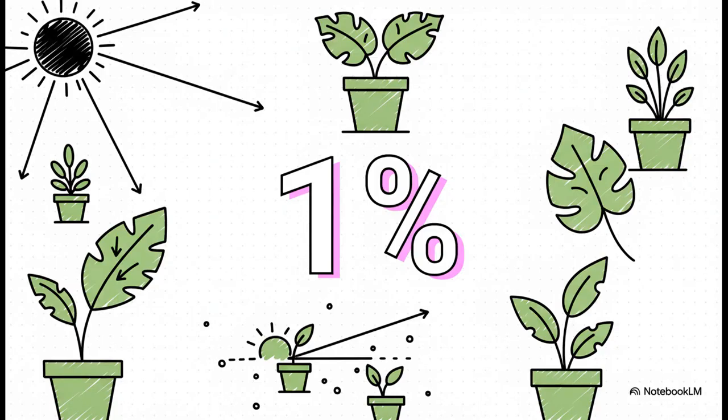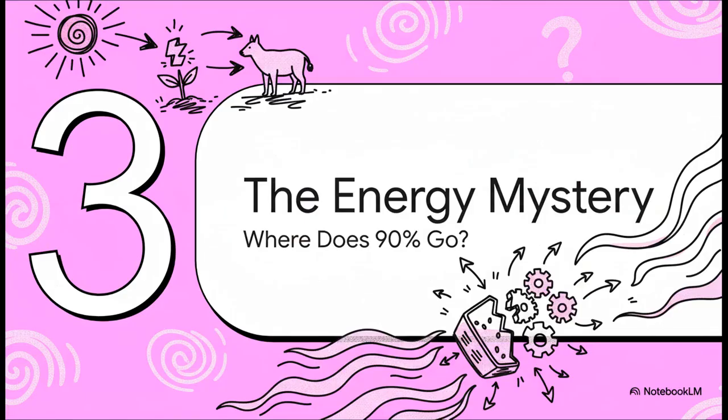And get this, before we even start talking about that 10% transfer between animals, the inefficiency is actually way, way worse at the very beginning. Think about it. The plants themselves, they only manage to capture about 1% of the sun's energy that shines down on them. So the massive energy leak starts right at the source. Okay, so this obviously raises a huge question, right? If only 10% of the energy makes it to the next step, where the heck does the other 90% go? It can't just vanish into thin air.